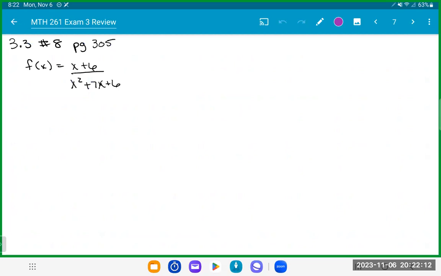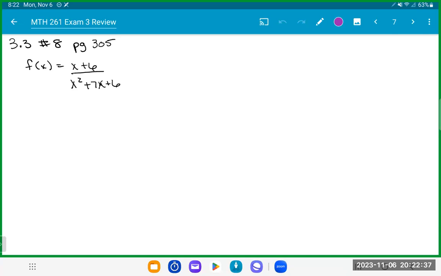Okay, so for this next one, this is out of section 3.3, page 305. So these problems, like this problem number 8, it is asking you to find the vertical asymptote. Remember, to find the vertical asymptote, that is, where does my denominator equal 0?